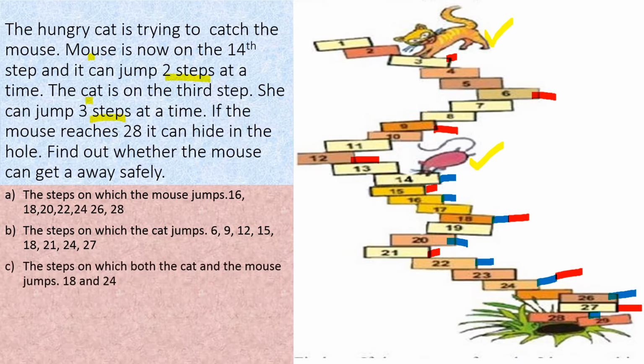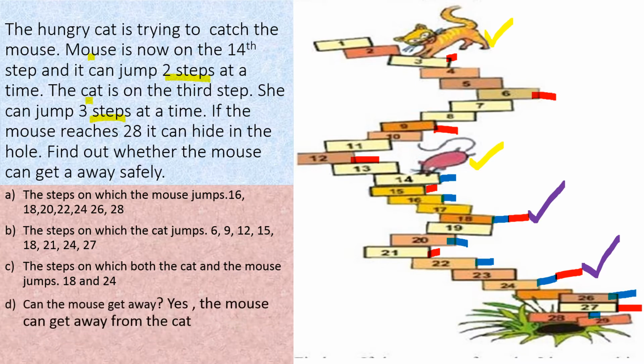The next question to you. The steps on which both the cat and mouse can meet. So where are the steps the cat and mouse jump together? We are going to find on which steps the cat and mouse land together. While you watch this picture, there is the place 18 and then 24. The cat and mouse jump together. So on the 18th and 24th step the cat and mouse jump together.